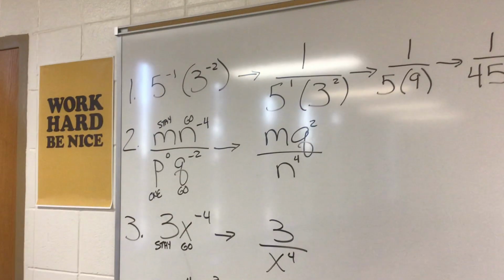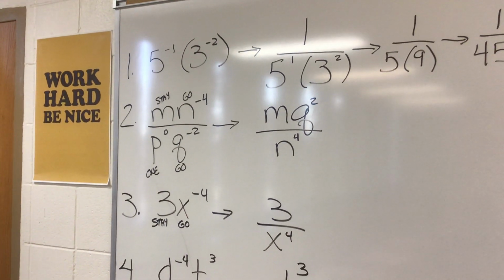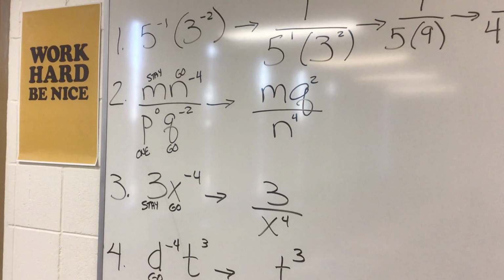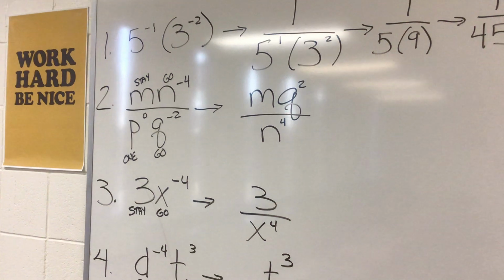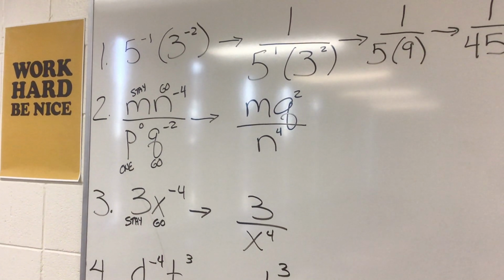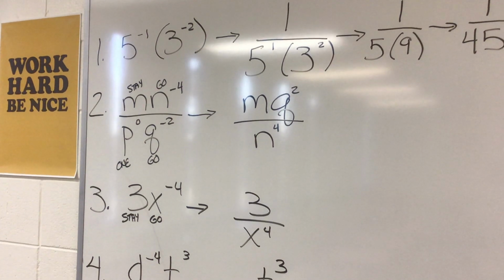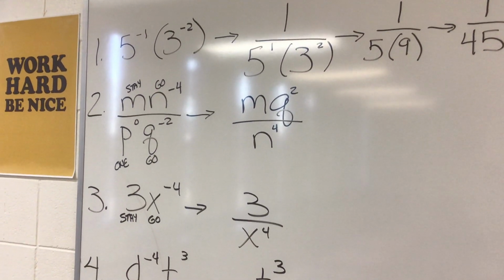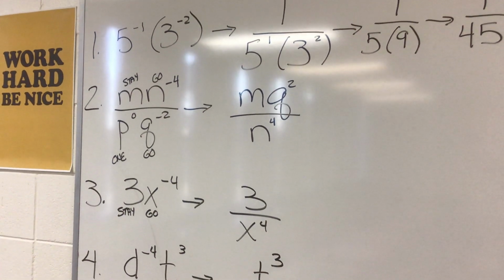Okay, number 2. We play the stay and go game on this one, okay? The m has a positive coefficient of 1. It's going to stay there. The n has a negative coefficient of 4. It's going to move down to the denominator. P to the 0 is 1. And q to the negative 2 has to go because it's negative, so it moves up.